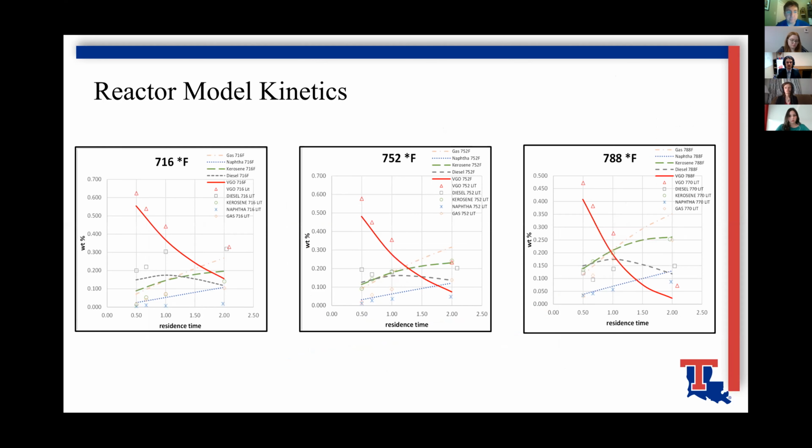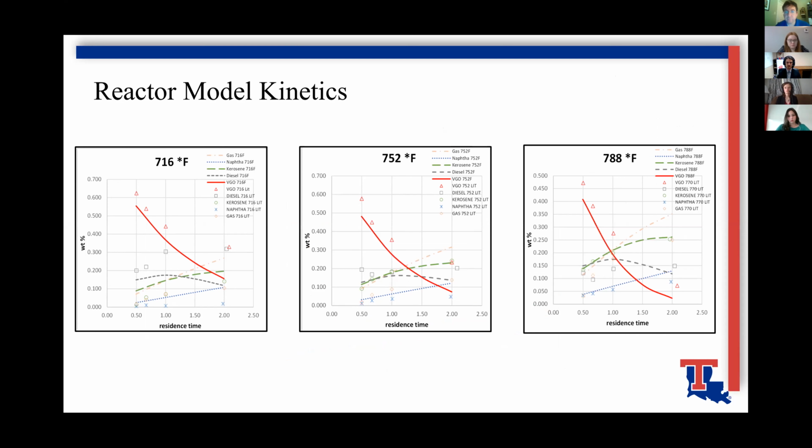So this is more specifically looking at 3 temperatures. We were able to match very nicely, especially in our upper temperatures. We were able to get a maximum with our diesel at around 1 hour of residence time.